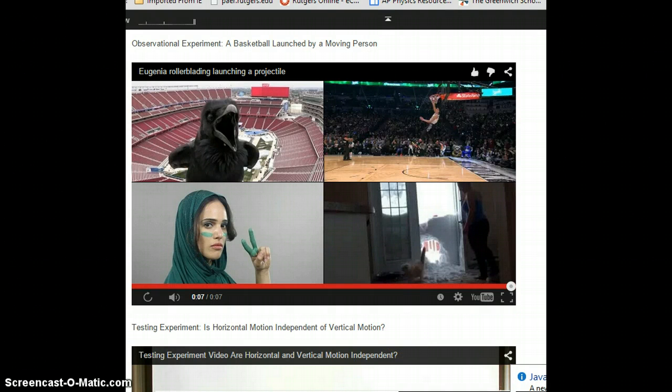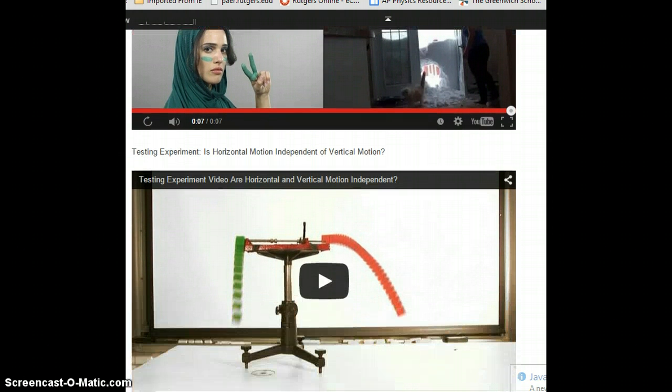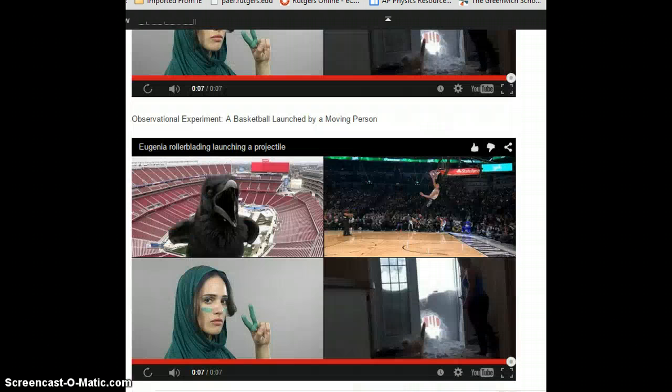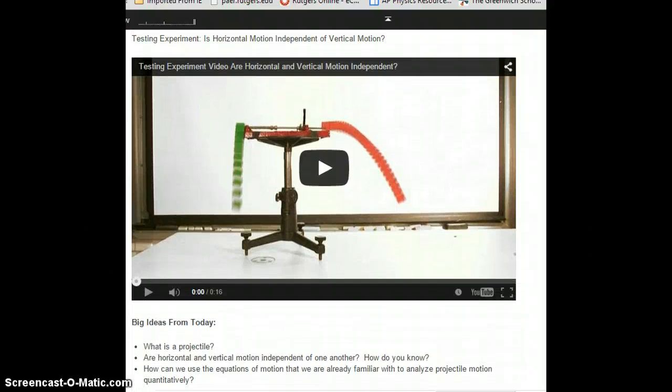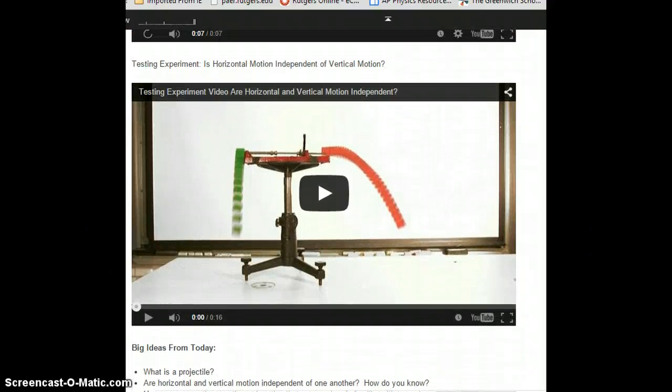And I think that video is pretty interesting as well, because the person and the basketball have an initial velocity in the x direction in the horizontal, and then only the basketball has a velocity in the y direction once it's released. Yet it still ends up exactly where the person is.